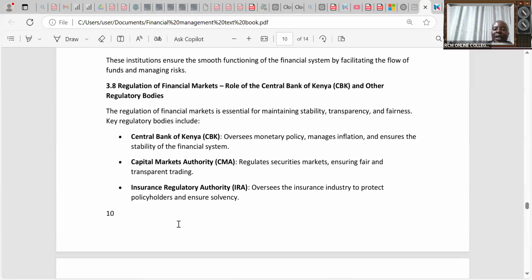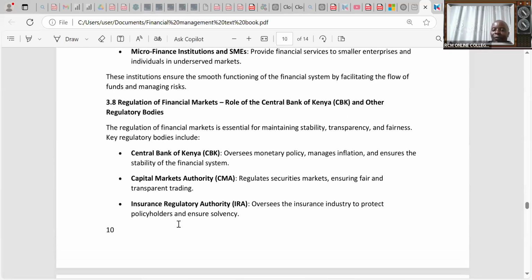I'm reading upwards, no problem. So if you go to page number 10 from your syllabus, they want us to give them regulation of financial markets. What is the role of the Central Bank of Kenya in regulating banks? You can see CBK oversees monetary policy, manages inflation, and ensures the stability of the financial system.